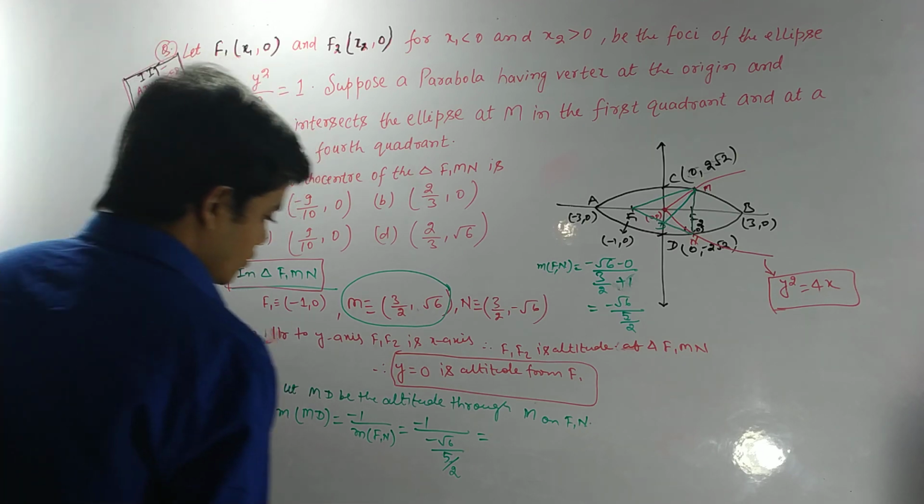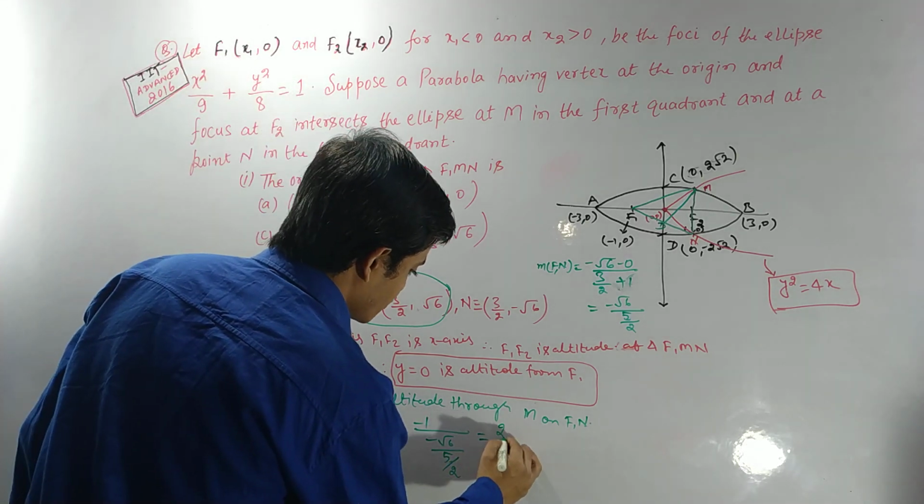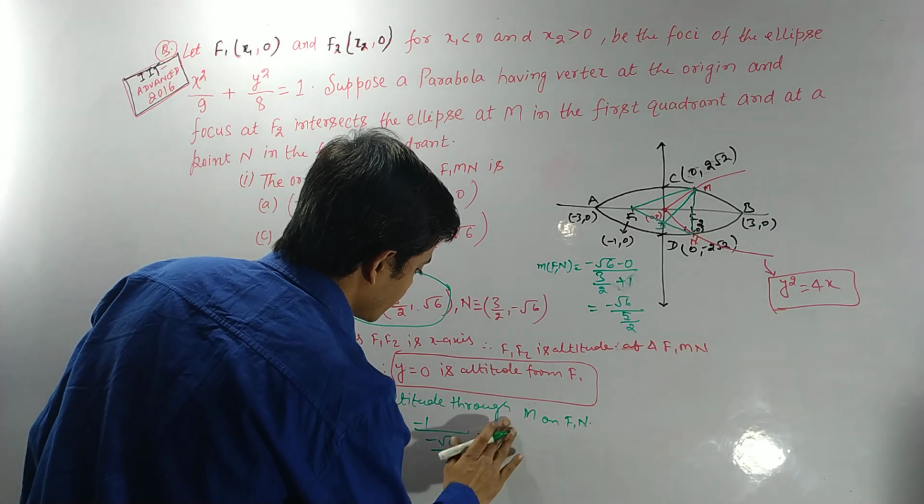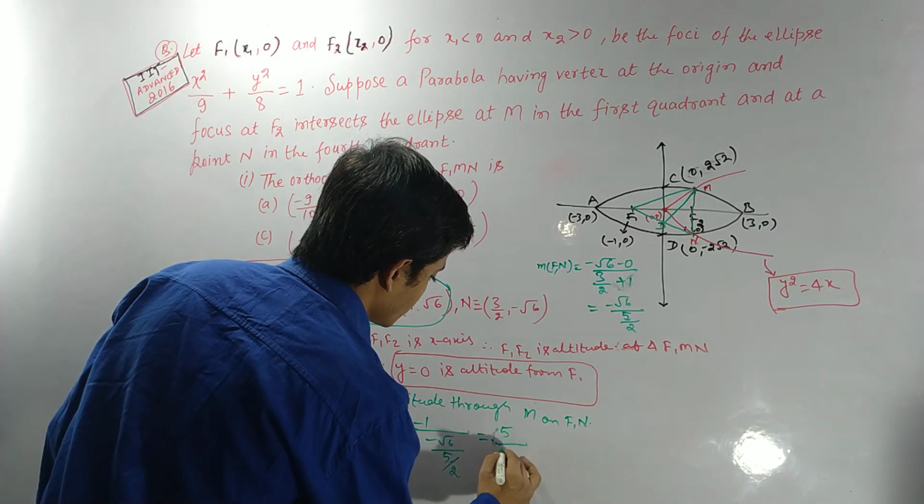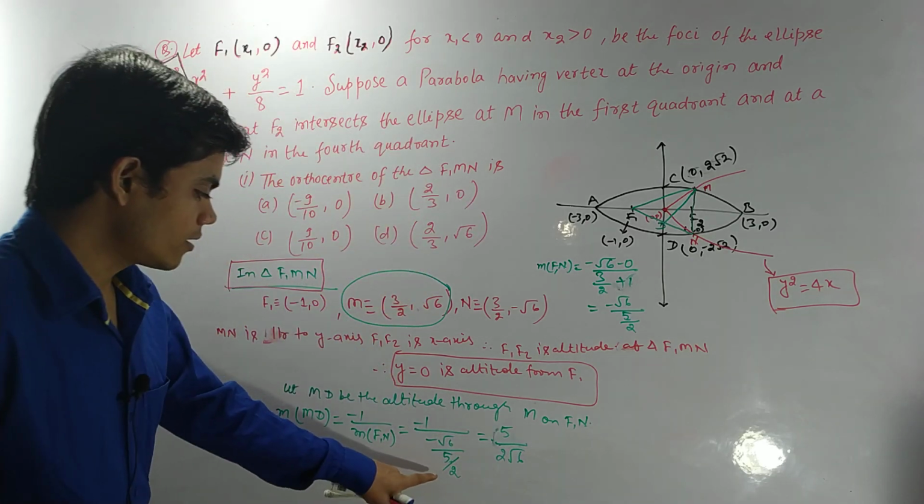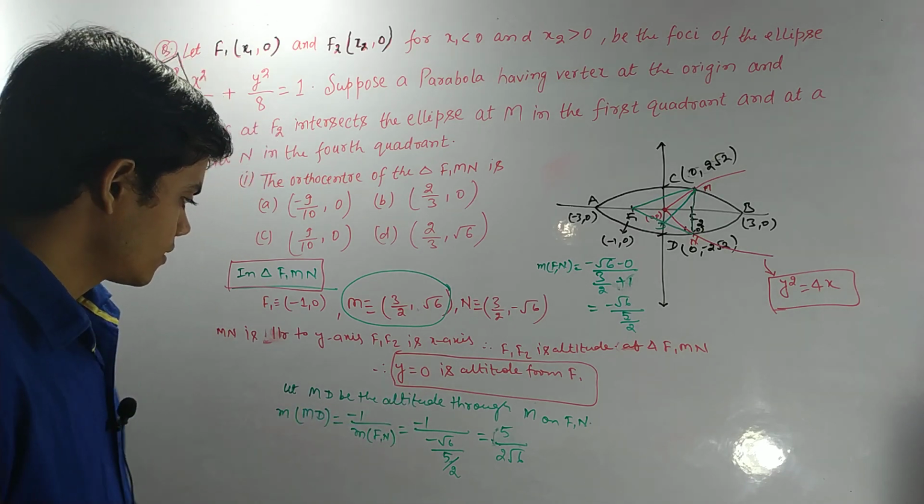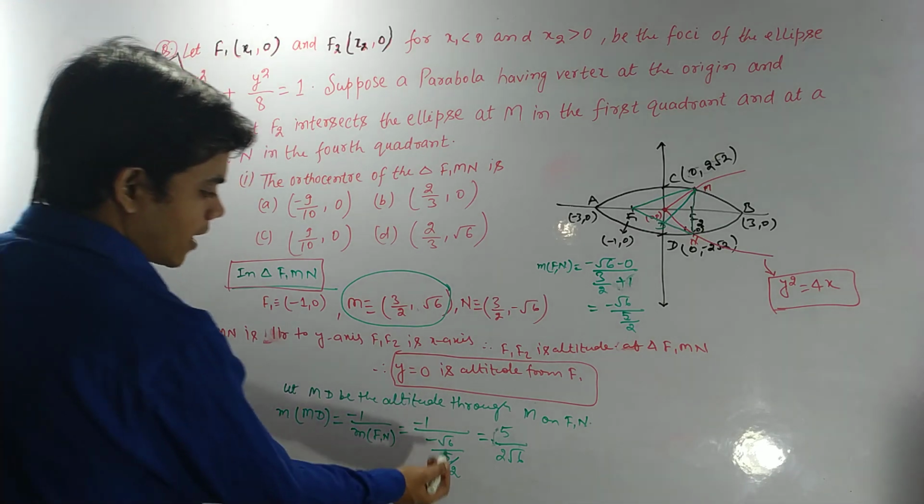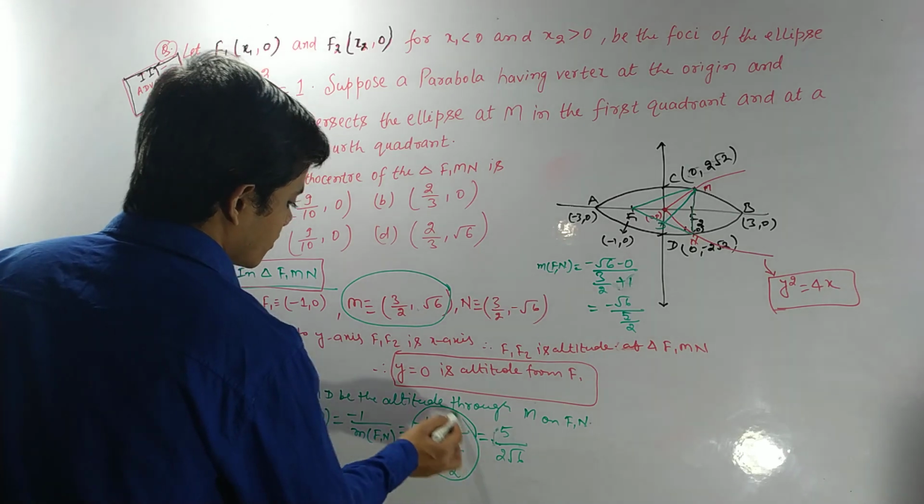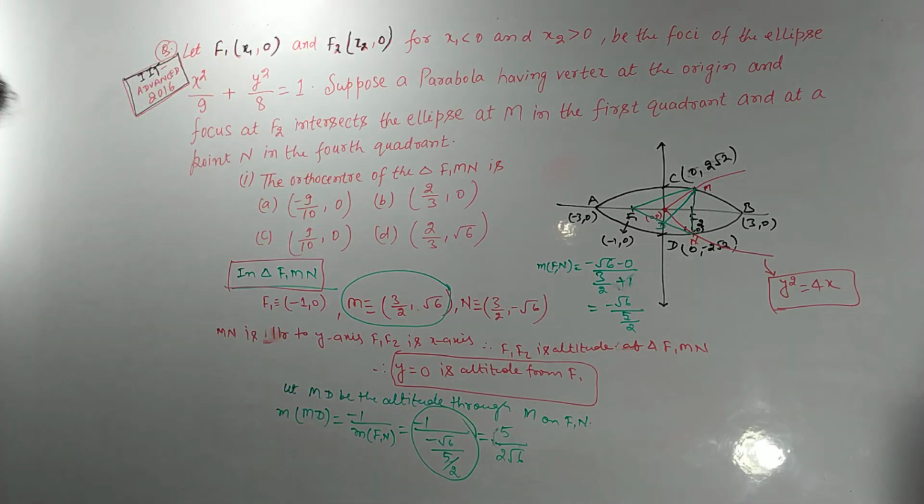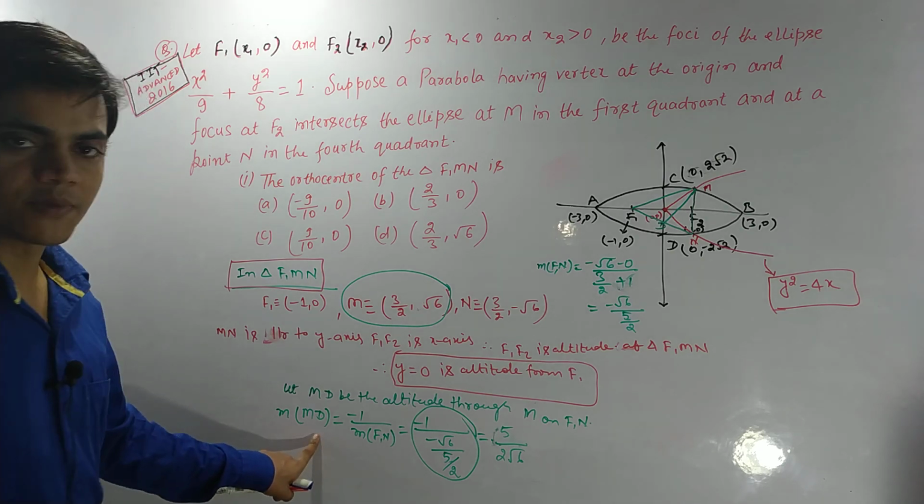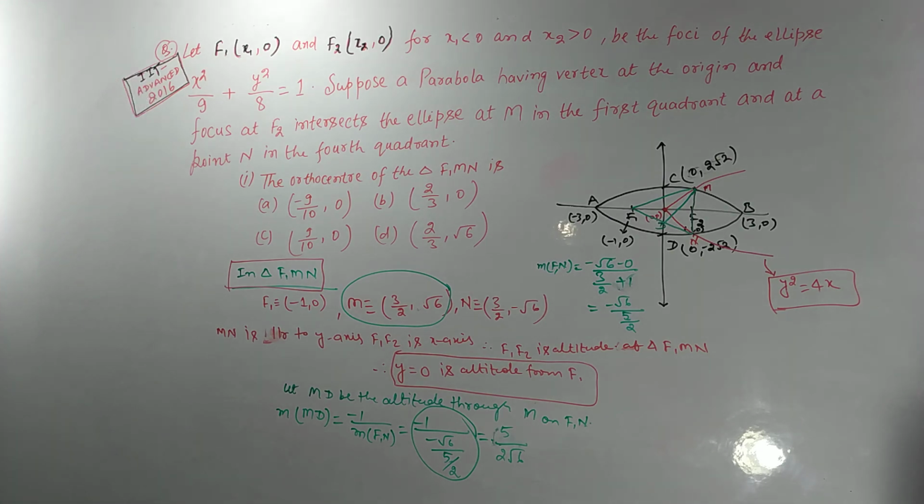Okay, so finally you will get what? 5 upon 2 root 6. Okay, all right, by manipulating all these things we will get what? 5 upon 2 root 6 as the slope of MD. I think you got all these things.